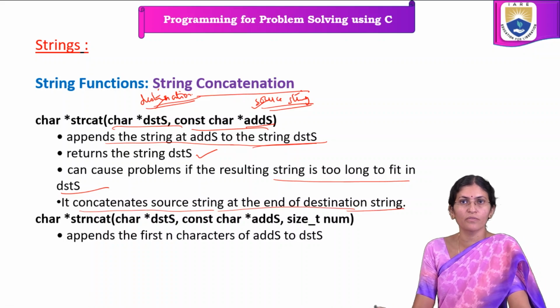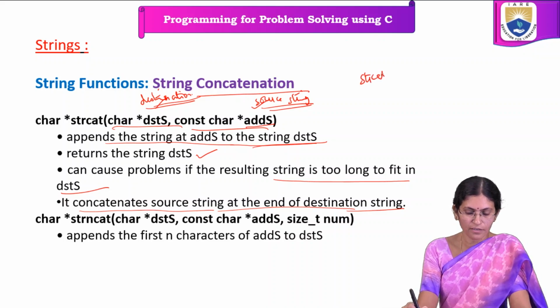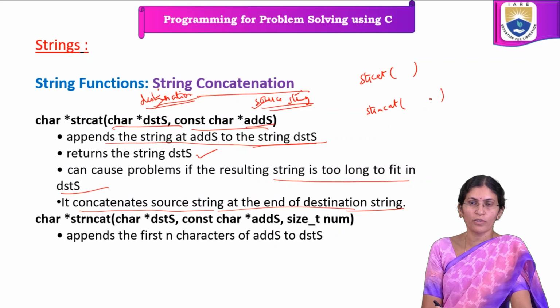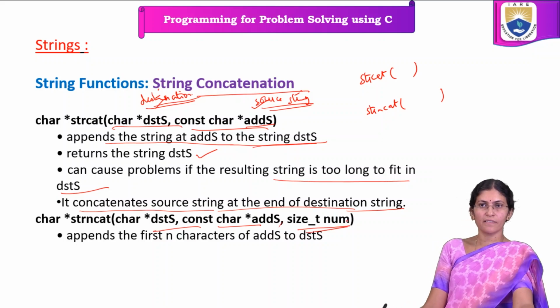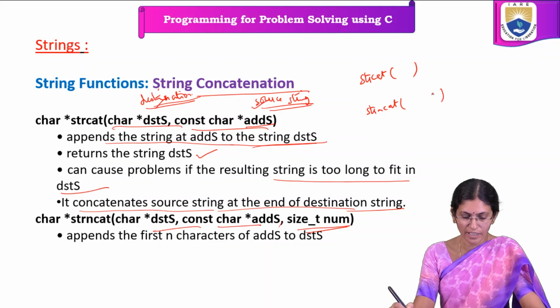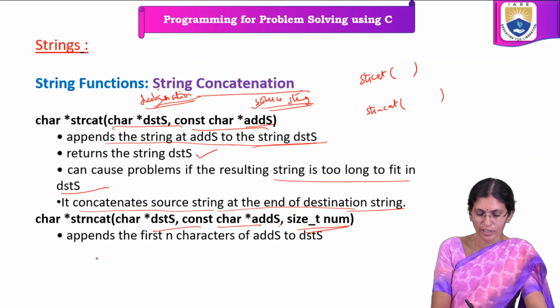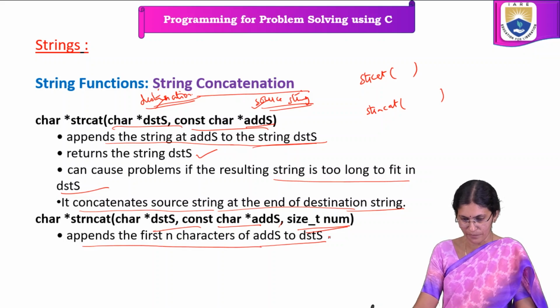Now another variation of string concatenation is strncat. strcat concatenates two strings; strncat, in addition to the two parameters, takes a third parameter, that is an unsigned integer. So that is a number, the number of characters to be concatenated. So it appends the first n characters of the source string to the destination string.